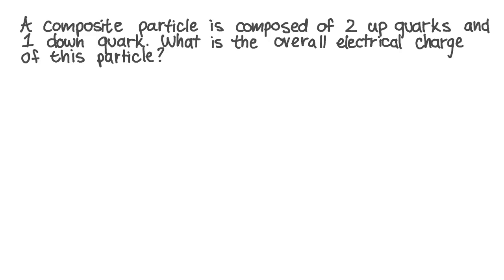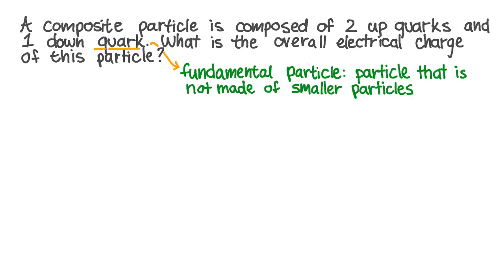A composite particle is composed of 2 up quarks and 1 down quark. What is the overall electrical charge of this particle? A quark is a type of fundamental particle. A fundamental particle is a particle that's not made of smaller particles. In nature, quarks never exist on their own. They combine to create other, larger particles.